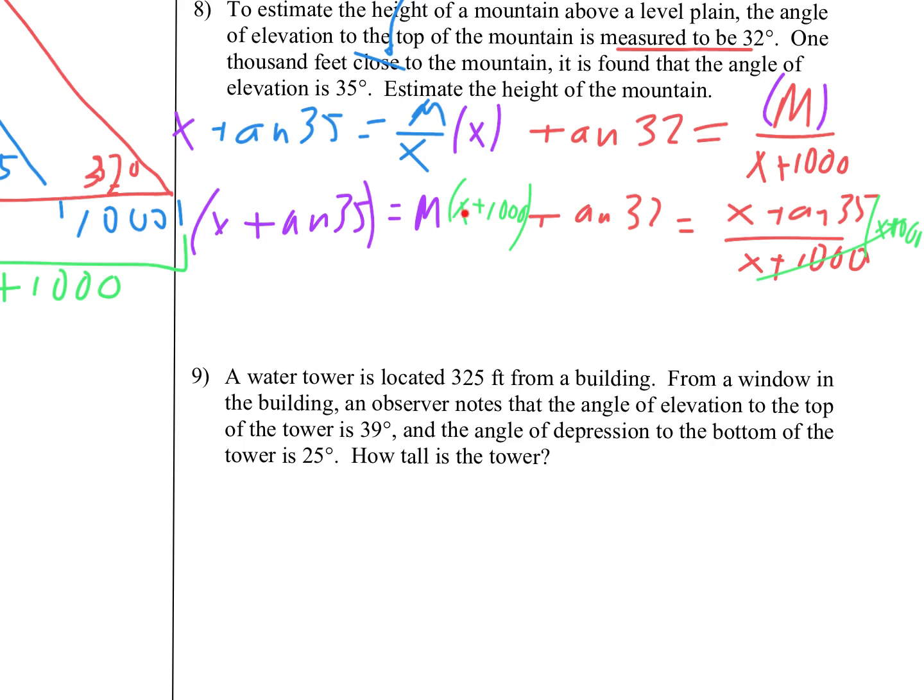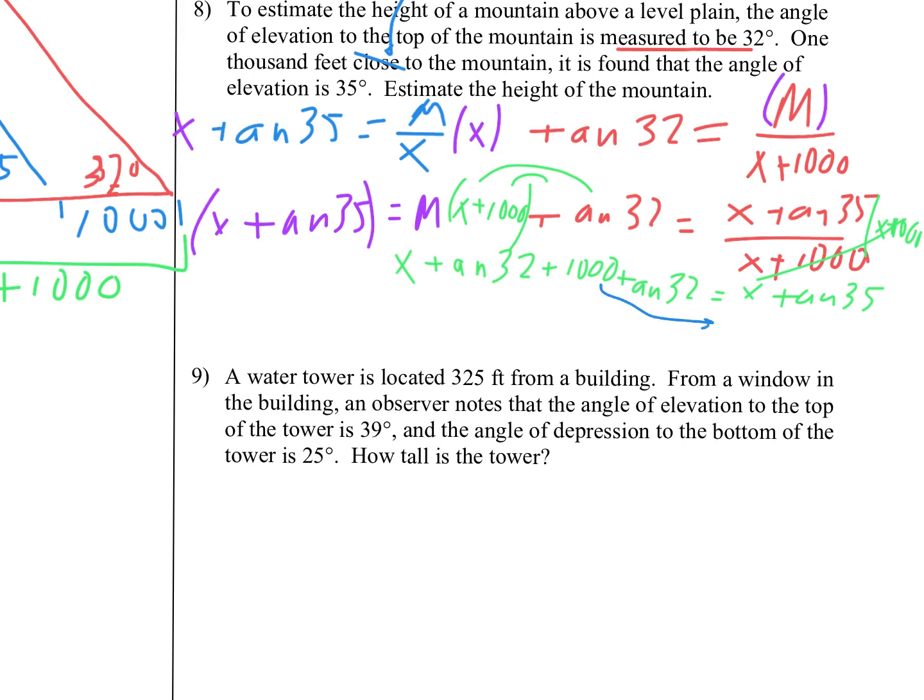Since I have an x inside parentheses on this side and I have another x over here, I don't want this in parentheses, so I'm going to distribute that tan 32. I'm actually just going to leave it as tan 32 though. So that's going to be x times tan 32 plus 1,000 times tan 32 equals x times tan 35. Okay, so now I see I have two x's in unlike terms there and there. Whenever that happens, I need to get them on the same side and everything without it on the other side.